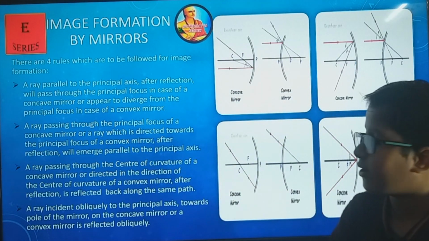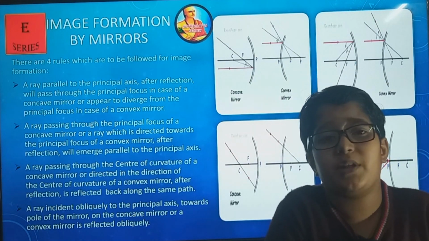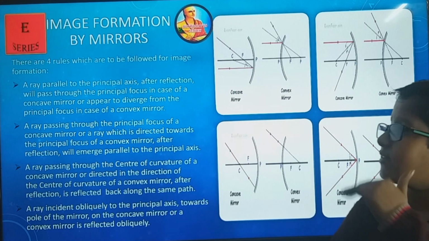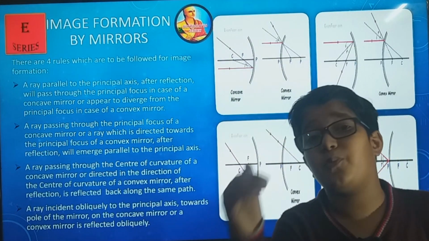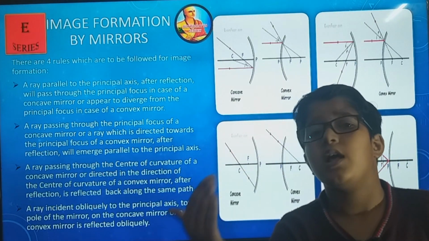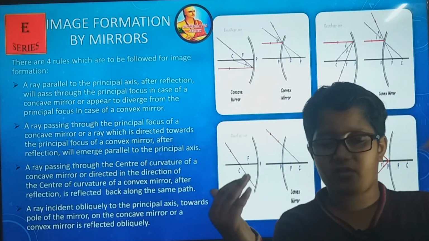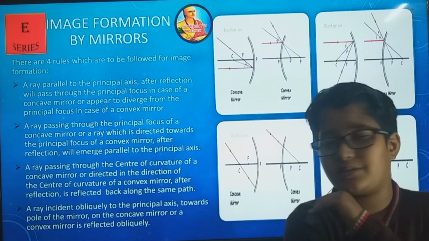A ray passing through the principal focus of a concave mirror, or directed towards the principal focus of a convex mirror, will emerge after reflection parallel to the principal axis.